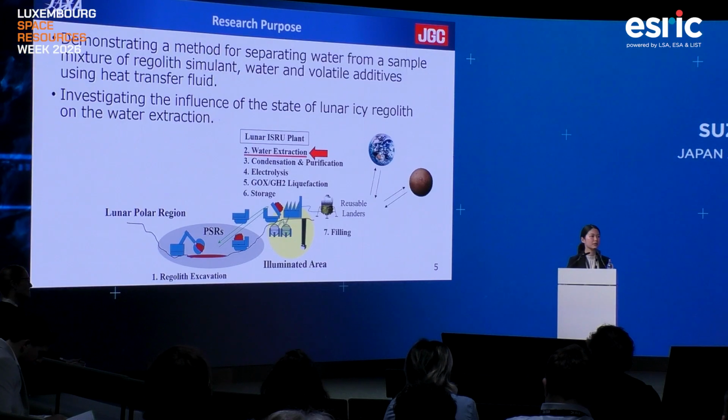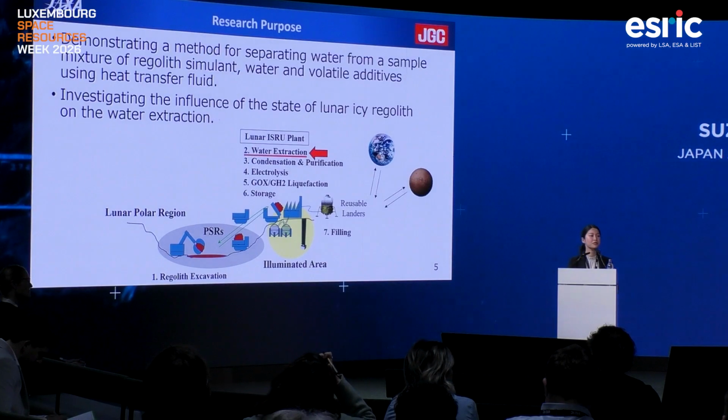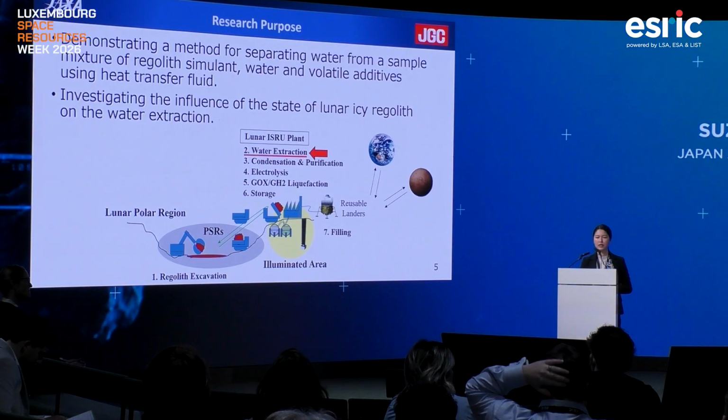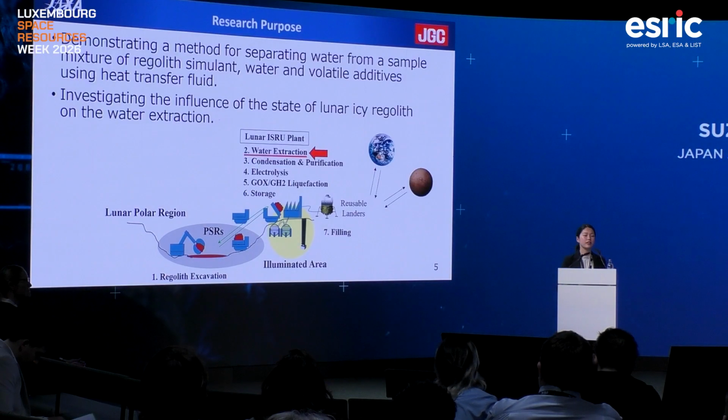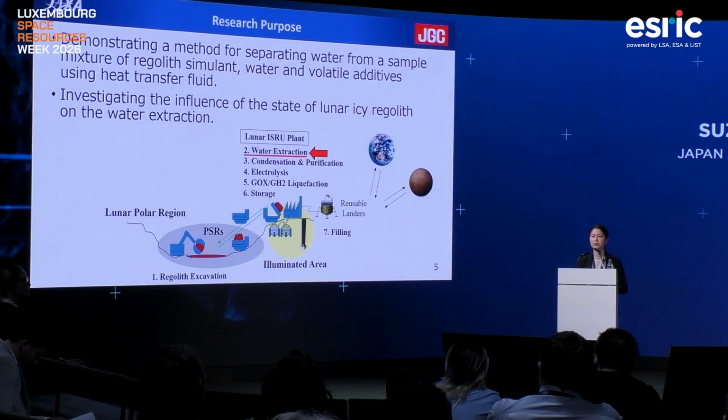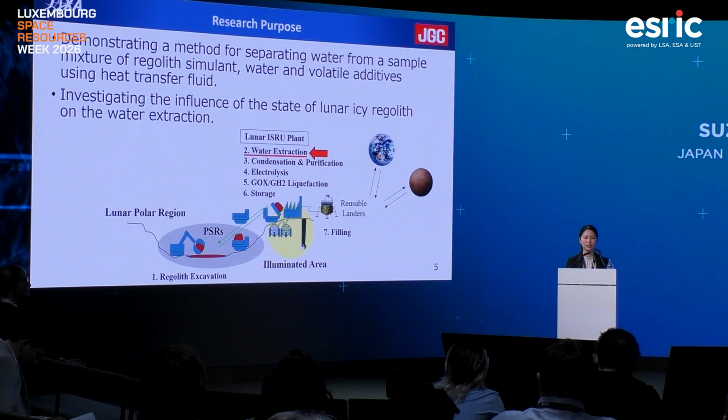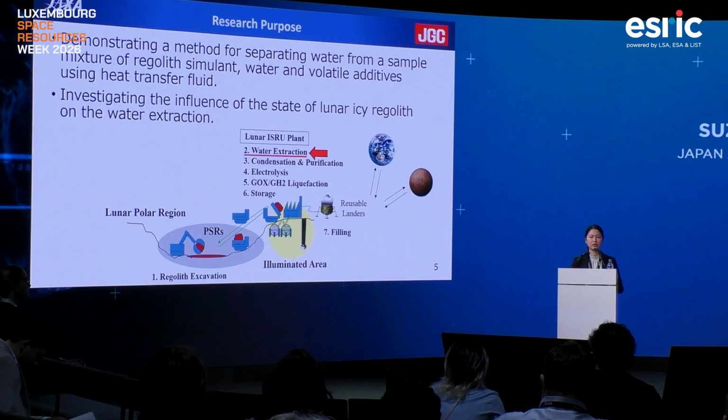So, in light of the above, we set 2 research purposes. First one is demonstrating a method for separating water from a sample mixture of regulus simulant, water, and volatile additives using heat transfer fluid. This is because last year we used the microwave, and this year we tried the heat transfer fluid. And the second purpose was investigating the influence of the state of lunar icy regolith on the water extraction. So in order to achieve these purposes, we conducted the experiments.